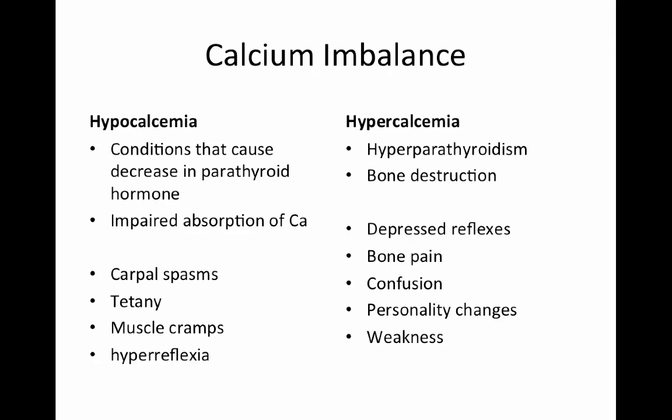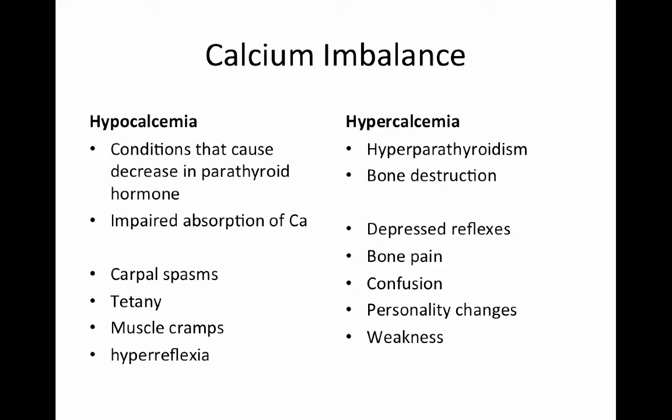So a functioning parathyroid is very important when it comes to calcium balance. And again, when our serum calcium levels are high, the thyroid gland will produce calcitonin, which works against parathyroid hormone. So you need that control to keep calcium in its steady state.